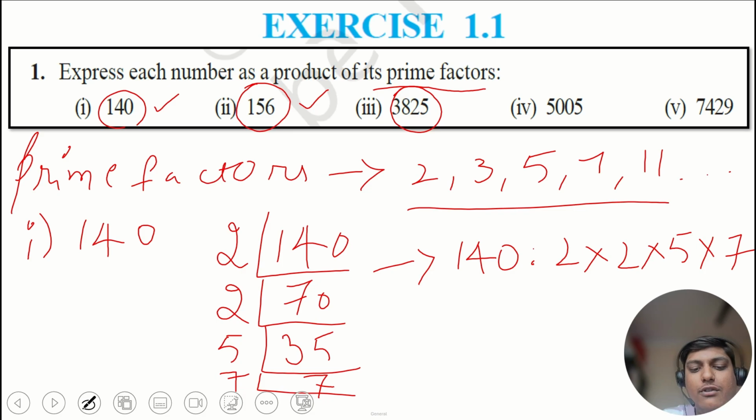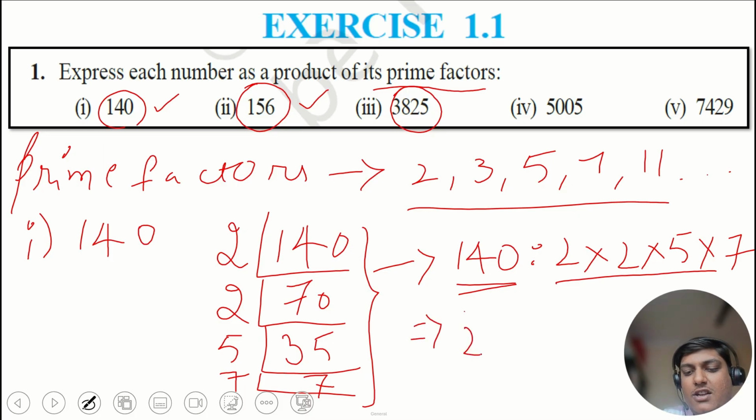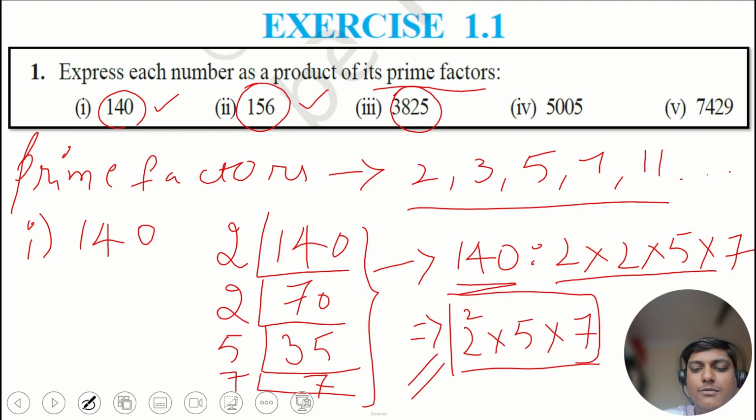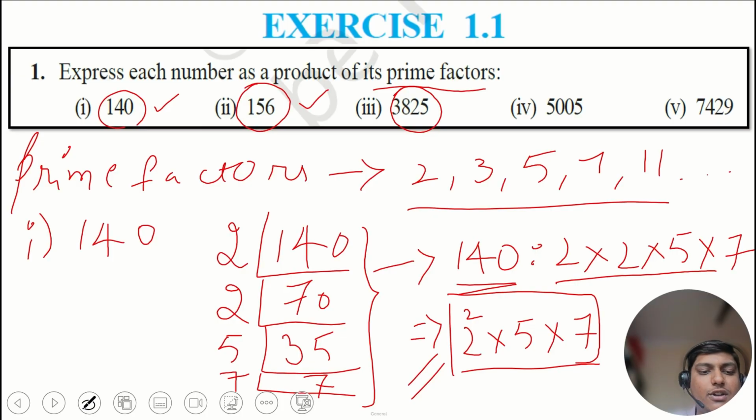How long do I have to continue factorizing? I have to continue till I get 1. So 140 can be expressed as 2 into 2 into 5 into 7, which can also be written as 2 squared into 5 into 7. So this is the answer for expressing 140 as a product of prime factors. I hope this is clear. Okay, we'll take one more example.